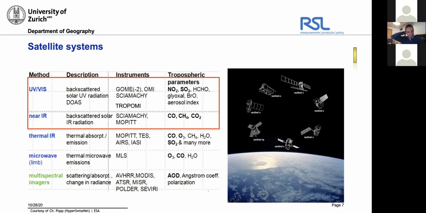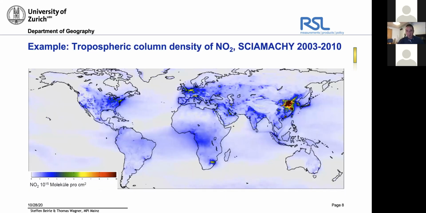Here you see, for instance, the NO2 distribution worldwide by SCIAMACHY. That same can be done by TROPOMI nowadays. And you see these hotspots of nitrogen oxide, that's from combustion mainly in Europe and in China. And well, as I said, it's the low resolution, but you get a very good overview.